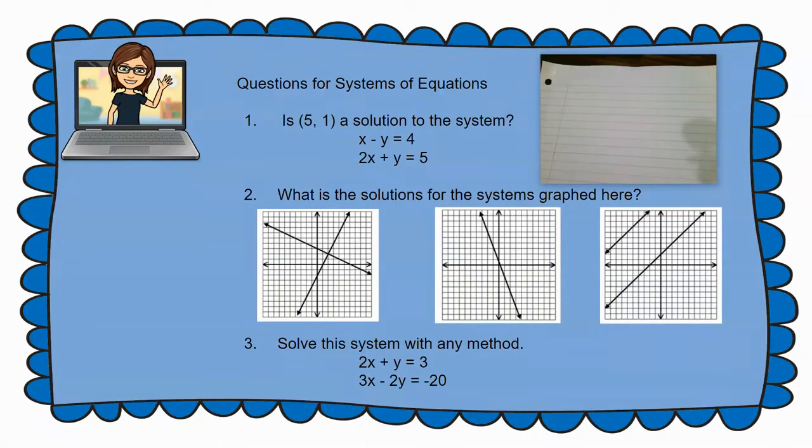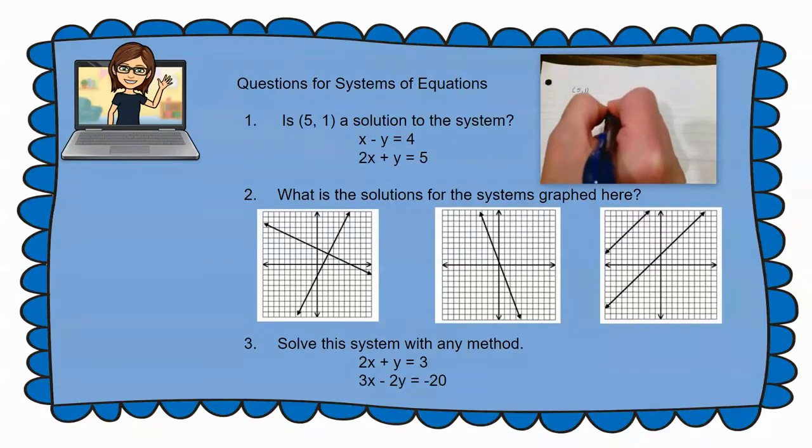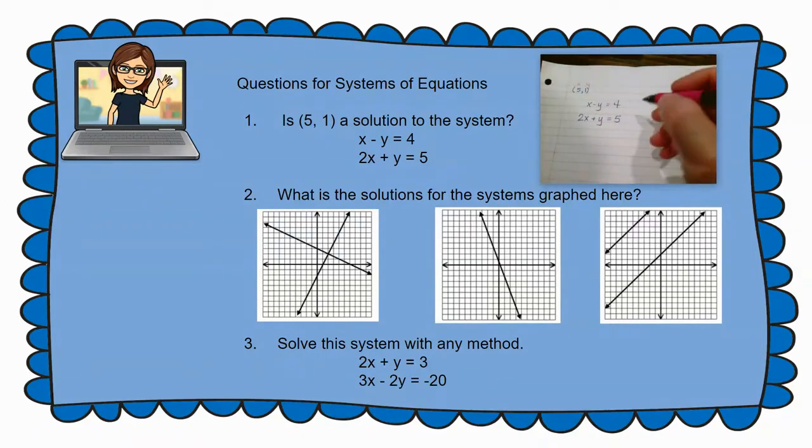In the first problem here, we are looking to see if (5, 1) is a solution to the system x minus y equals 4 and 2x plus y equals 5. Now, in order for (5, 1) to be a solution to this system, we must be able to substitute in 5 for x and 1 for y and get true statements. So let's take a look.